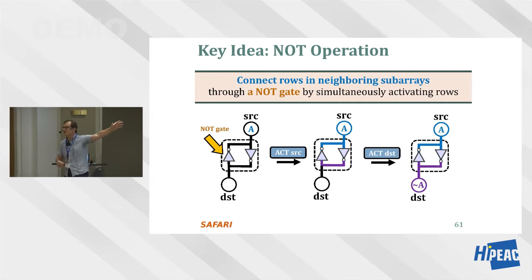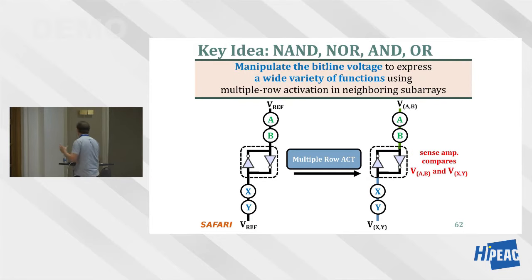NOT is important. We were able to do AND and OR, but NOT is necessary for Boolean completeness. Okay, how do you do that? So you can generalize this idea actually. You can manipulate the bit line voltage to express a wide variety of functions using multiple reactivation in neighboring subarrays. Let's take a look at that. So I'm going to generalize this. This could be generalized to more than 2 rows also.